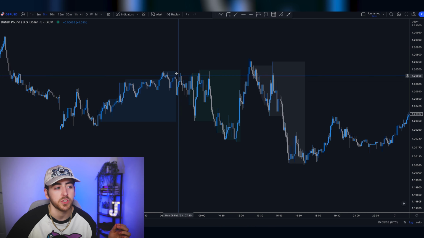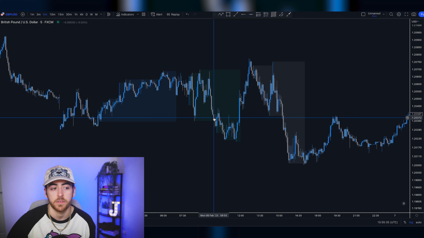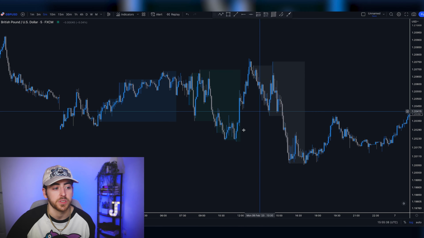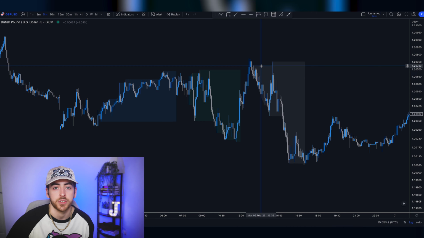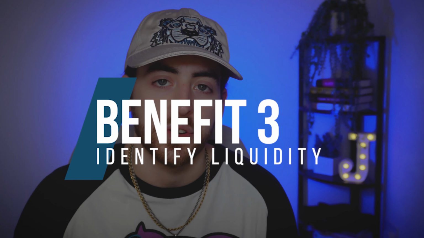Perhaps you could build a system that aims to target the sweeps of liquidity either side of the Asia range. Or perhaps you could build a system around the reversals at the end of London leading into the open of New York session. And that leads me on to the third way that this indicator will help you, and that is by allowing you to easily identify session liquidity.